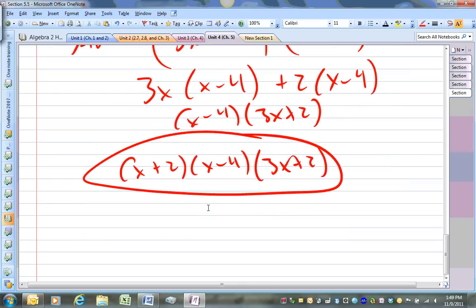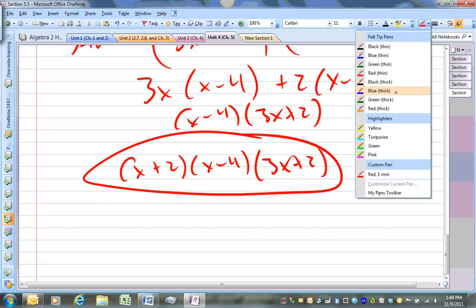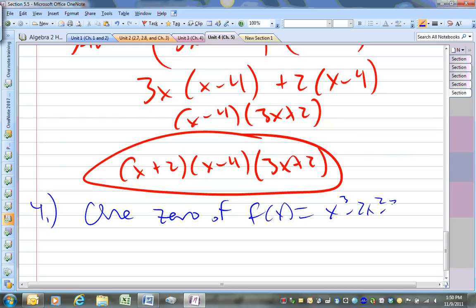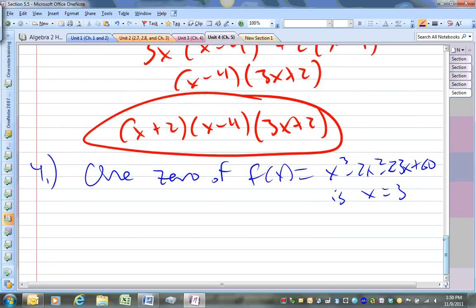Okay, and the last one, number 4. What if you had this? One of the zeros of f of x equals x cubed minus 2x squared minus 23x plus 60 is x equals 3. Find the other zeros.